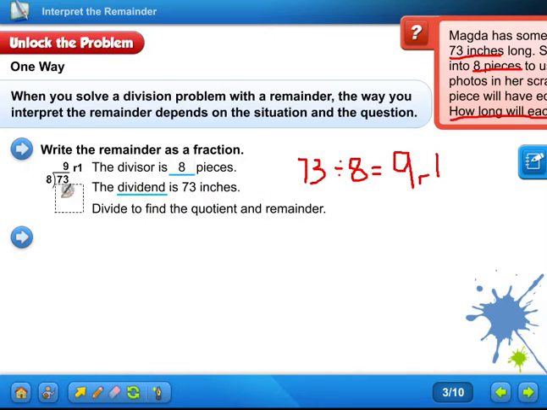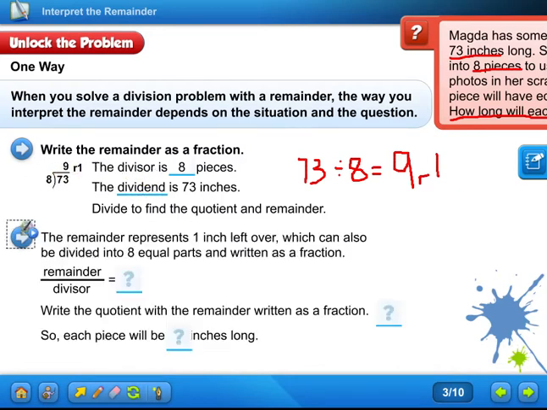So that's how they figured that out. They have done that for us. So let's move on to the next part. The remainder represents the 1 inch left over. Because if I think 9 times 8 equals 72, but I had 73, so I had 1 inch left over. 9 times 8 is 72, but I need to get to 73, so that's where that 1 inch comes from.